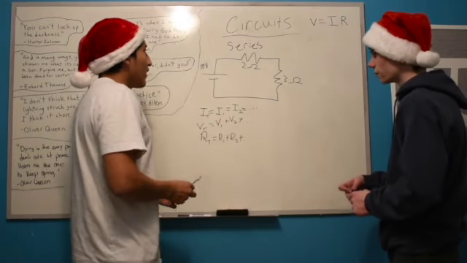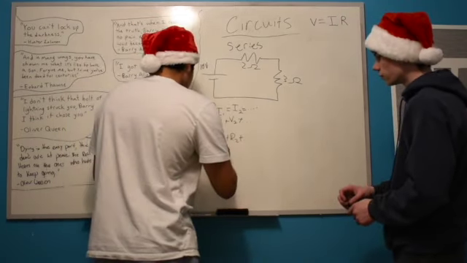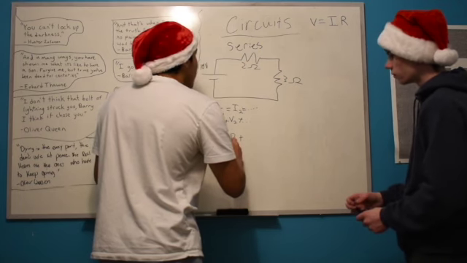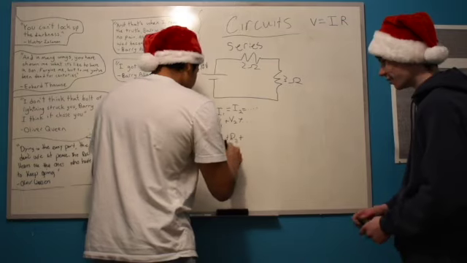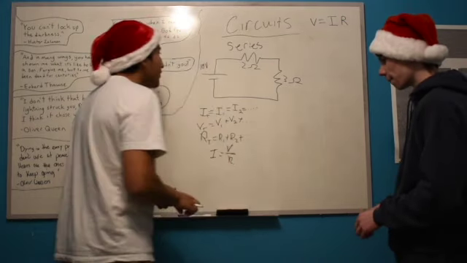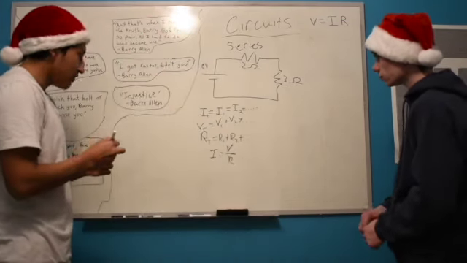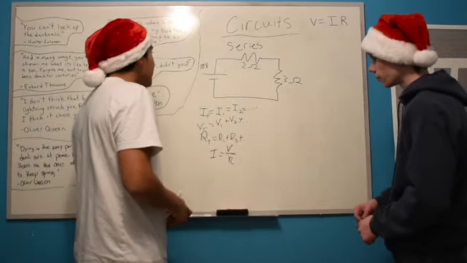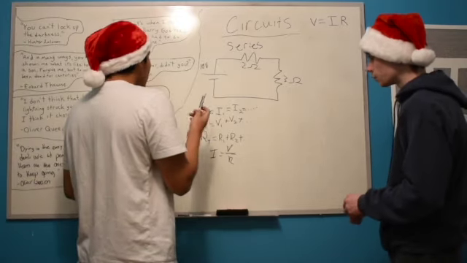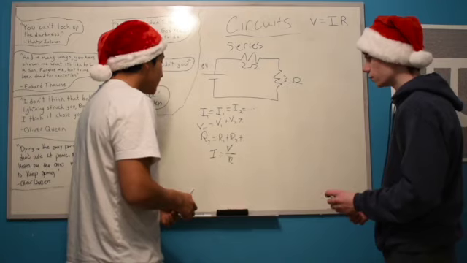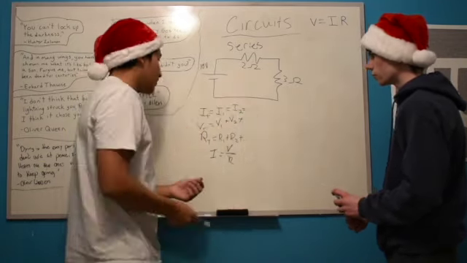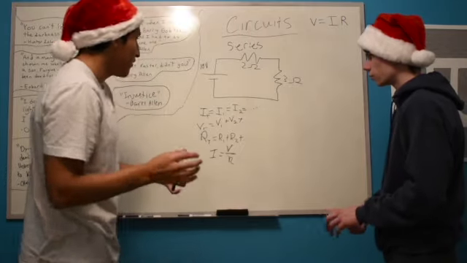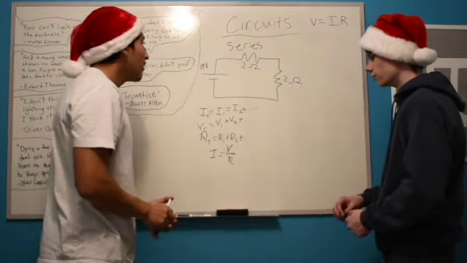We can manipulate the equation to get V over R equals I. The voltage divided by the resistance is the current, and since the current is equal everywhere, the current here and there is going to be the same, so you don't need to calculate either one.